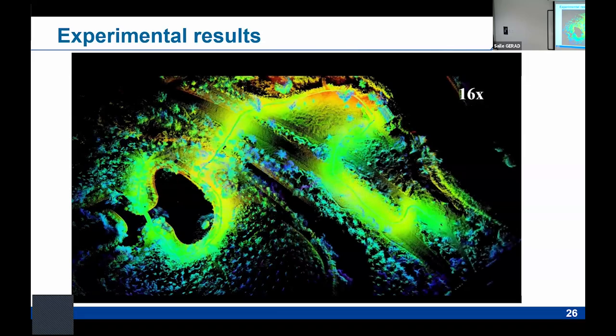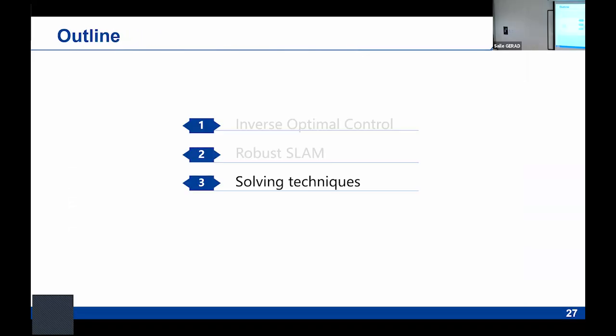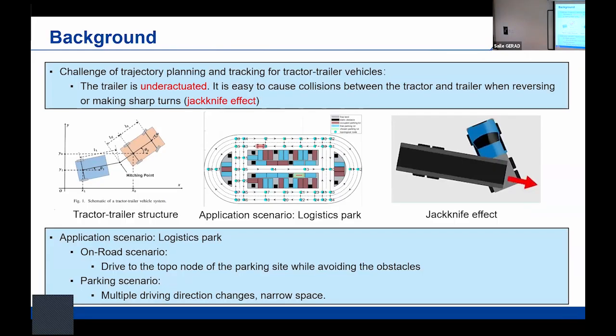Yeah, I have more, but I will be fast. So the last thing, this is also sponsored by ZF, and they want to deal with tractor trailer motion planning. The challenge of the tractor trailer vehicle is that it is under-actuated, and you can have this jackknife effect when it's traversing and making sharp turns, within the logistics park.